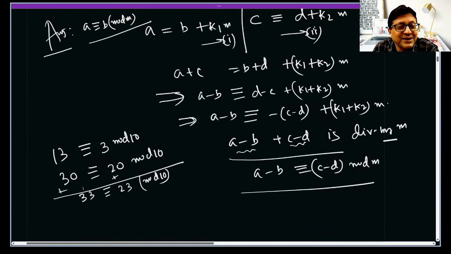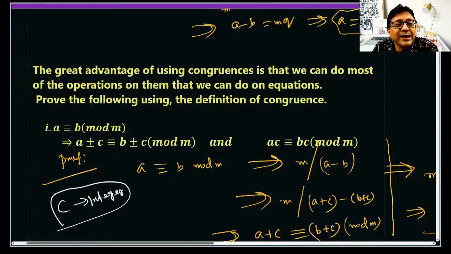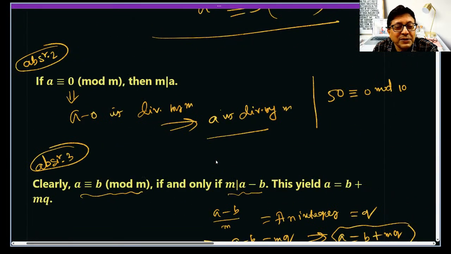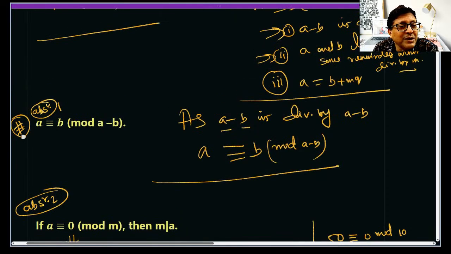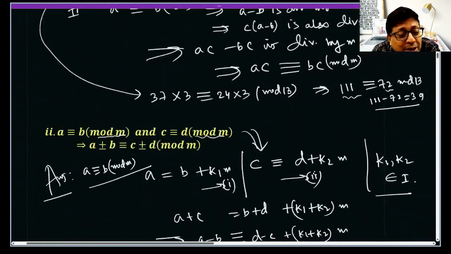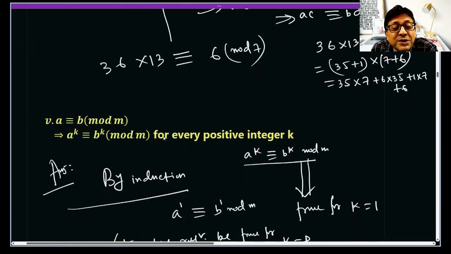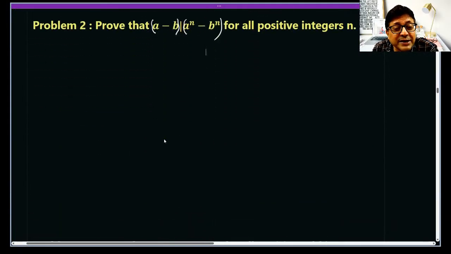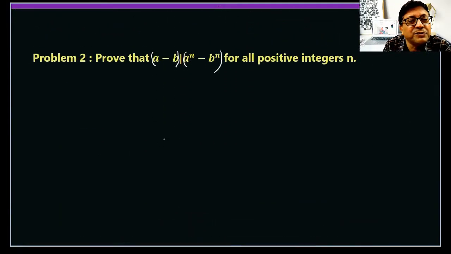We can write A congruent with B mod A minus B. Can you see this part? This observation we have proved also. A is congruent with B mod A minus B, because A minus B is divisible by A minus B. Nothing to prove over there. So with this simple observation we can get it very fast. See how.